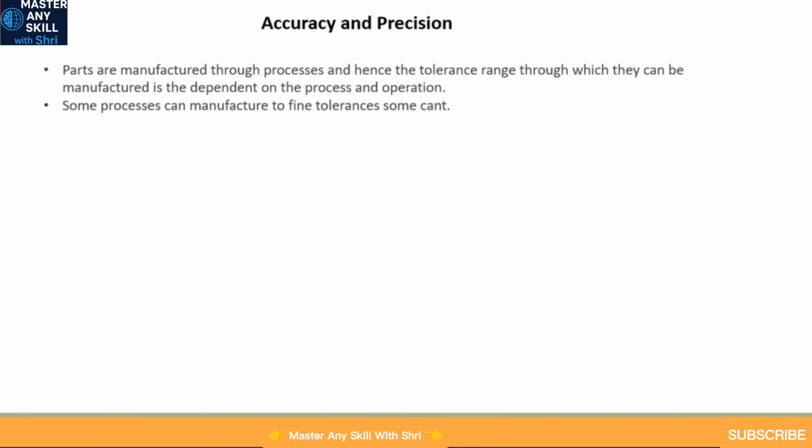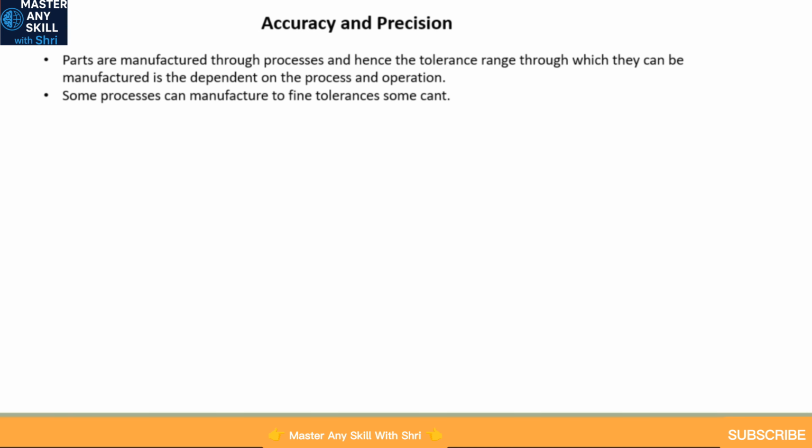Along with the concept of tolerance, it is important to understand the concept of accuracy and precision. So when parts are manufactured, they are manufactured through certain processes. So these processes can be anything from casting, forging, machining, molding, or sheet metal forming. And hence the tolerance range which you can attain for a certain design dimension will be dependent on that manufacturing process or on that specific operation which takes place to arrive at that final part.